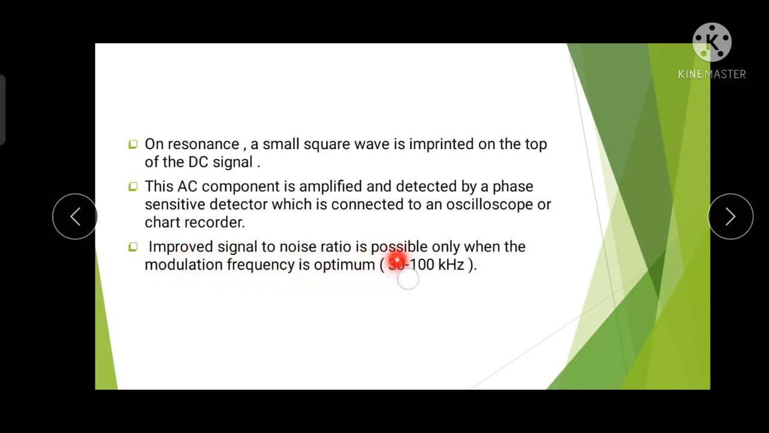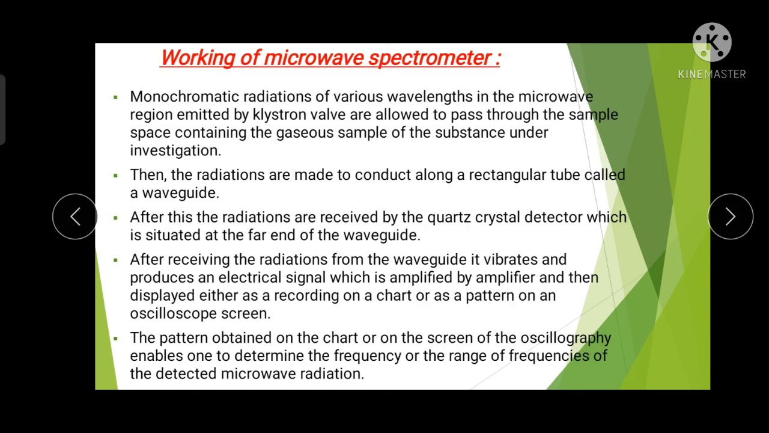Improved signal to noise ratio is possible only when the modulation frequency is optimum, that is in the range 30 to 100 kilohertz. That means if we want a proper signal, that is improved signal to noise ratio, then we have to modulate the frequency at its optimum value, that is the 30 to 100 kilohertz range. Now all those things are about the different parts of the spectrometer, but how does it actually work?